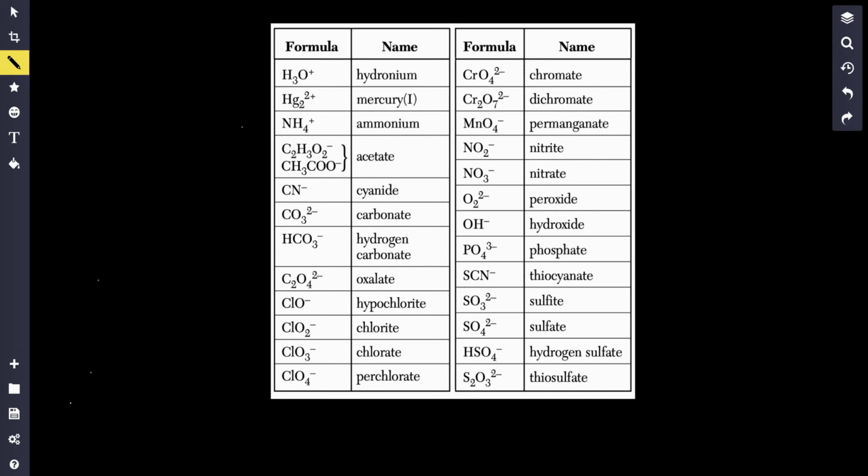Now we've got the AP Chemistry polyatomic ions. It's good to memorize these. Could help out in word problems. So let's get to it.